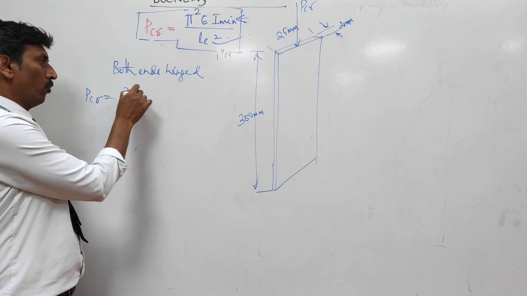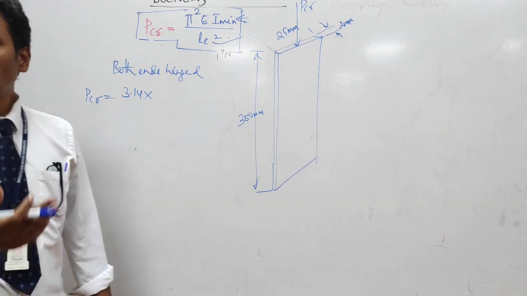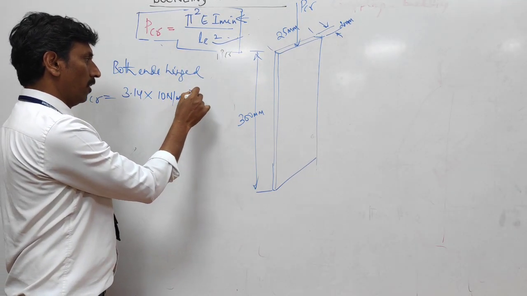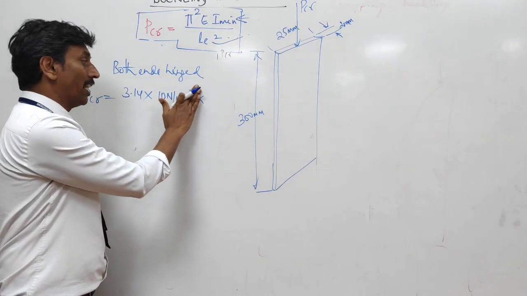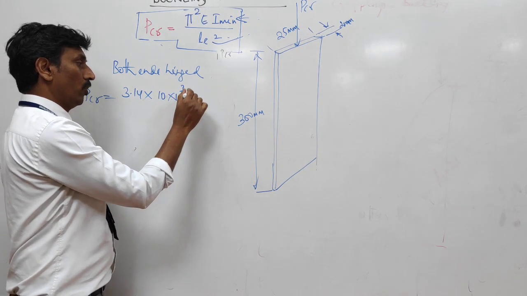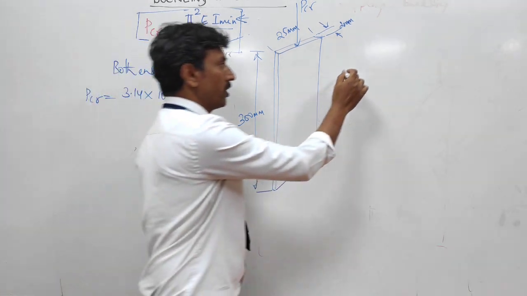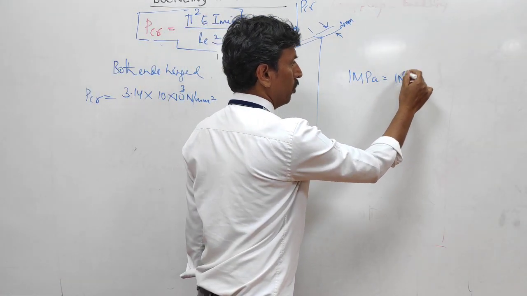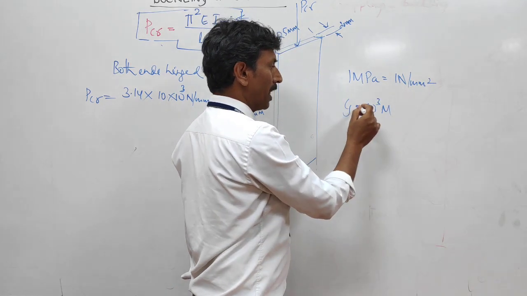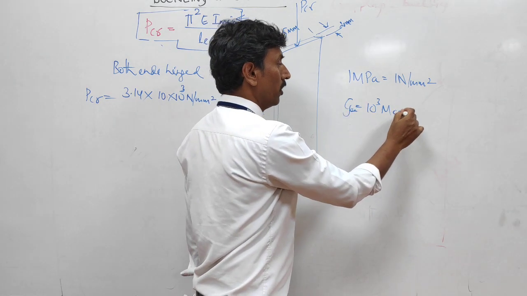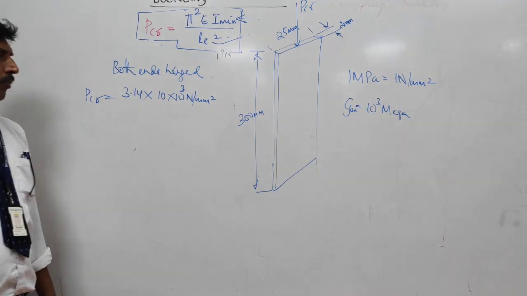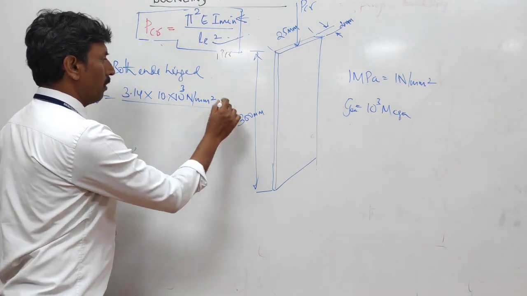So you know pi is 3.14, and E is how much I said? E for plastic is around 10 GPa. So 10 GPa is actually 10 Newton per mm square. Sorry, that is MPa. So this is actually 10 into 10 to the power of 3 Newton per mm square. Last time we said 1 MPa is 1 Newton per mm square. But we know 1 G is actually 10 to the power of 3 megapascal. This is giga. This is mega. Okay, so this is 10 into 10 to the power of 3 Newton per mm square multiplied by I minimum.